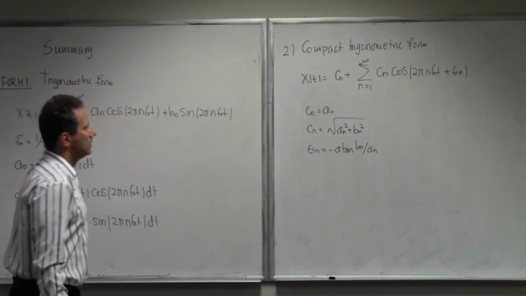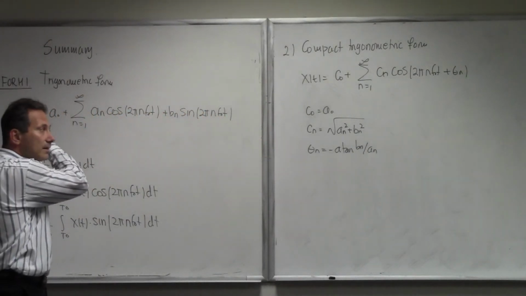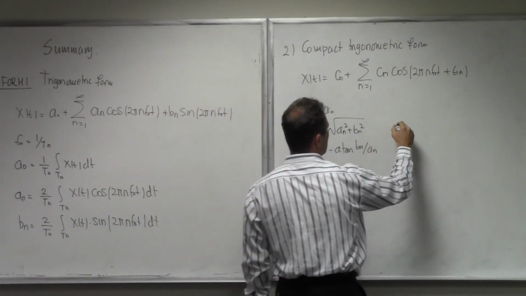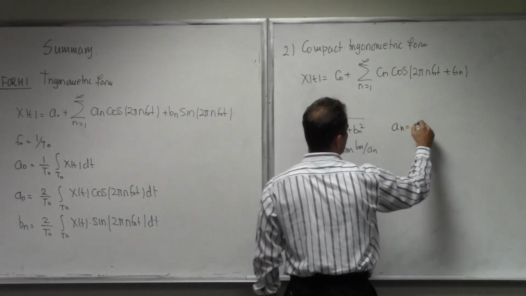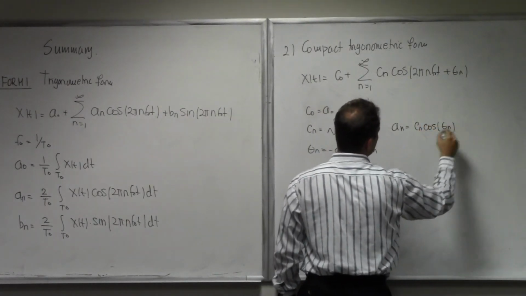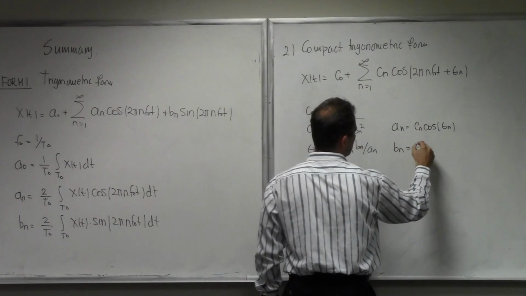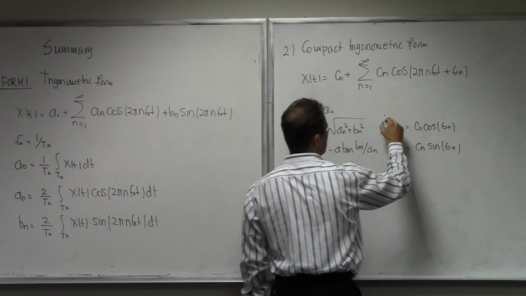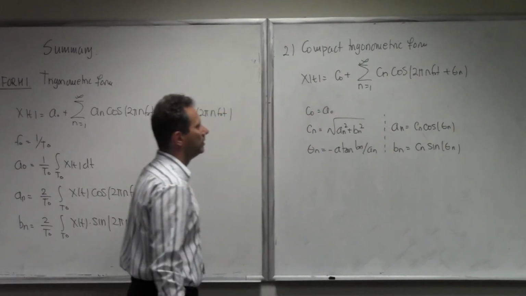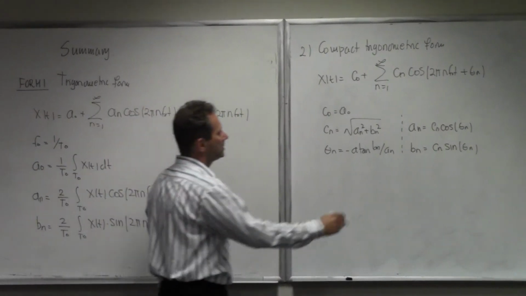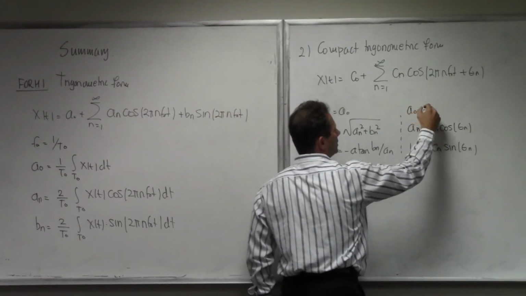So that's the second form. Also from here, you can go back and calculate an is cn times cosine of theta n, and bn is equal to cn sine of theta n. So this is how you travel back and forth between form 2 and form 1. Obviously here, a0 is equal to c0.